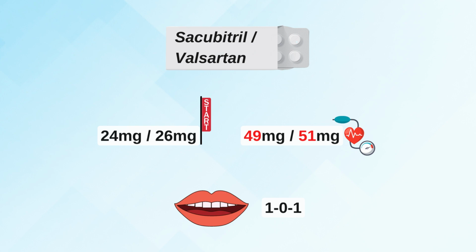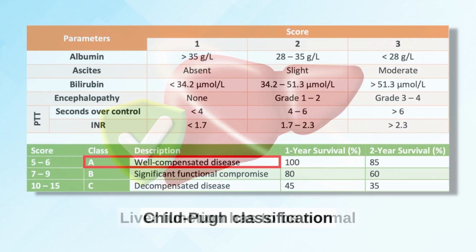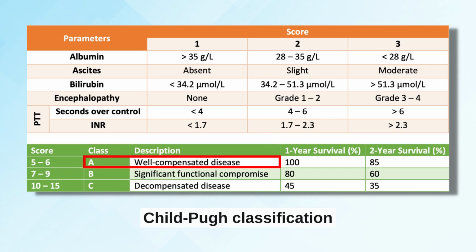And we always have to check liver function. It has to be normal or only very mildly impaired. And we can classify the impairment of our liver with a classification system called Child-Pugh class, class A, for example, in this case, when we're talking about mild. So we have A, B, C, and here we have Child-Pugh class A, and in that patient, we can start with this sacubitril valsartan with no problem.